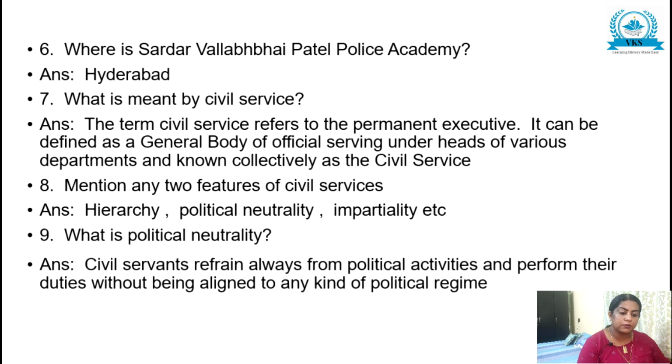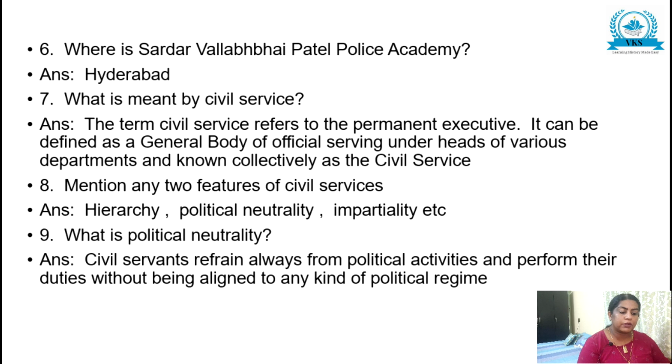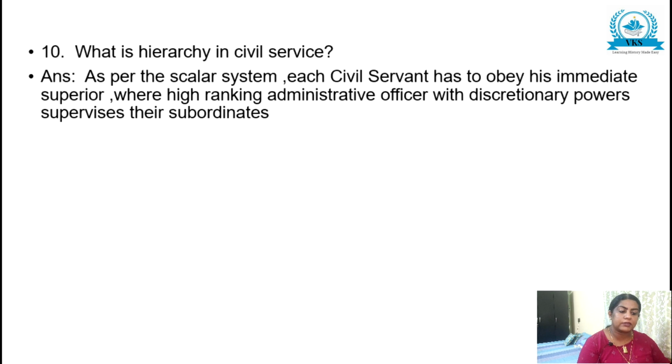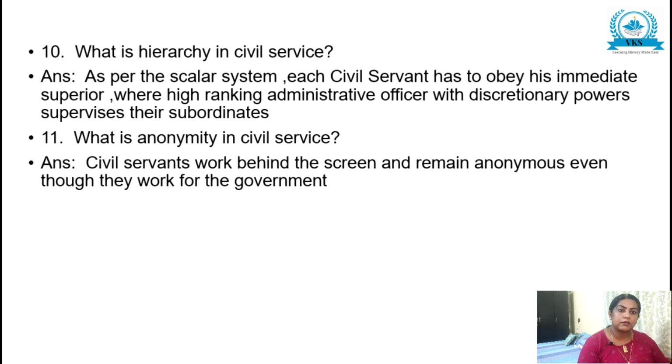What is political neutrality? Civil servants refrain always from political activities and perform their duties without being aligned to any kind of political regime. What is hierarchy in civil service? As per the scalar system, each civil servant has to obey his immediate superior, where high-ranking administrative officers with discretionary powers supervise their subordinates. What is anonymity in civil service? Civil servants work behind the screen and remain anonymous even though they work for the government.